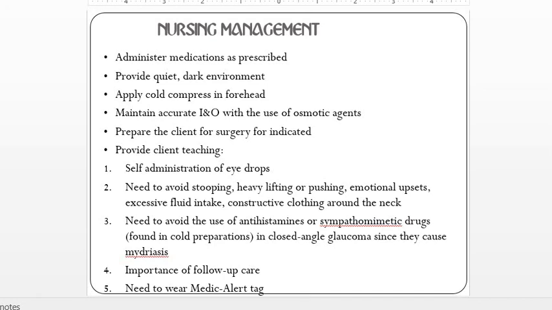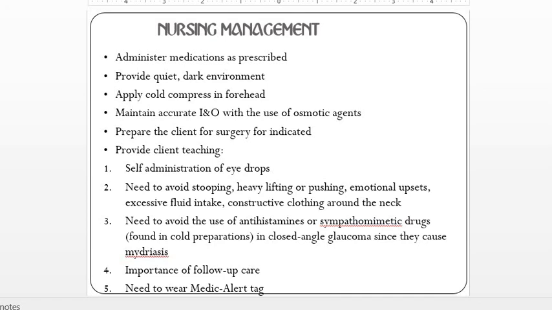Provide client teaching. Now the nurse should provide teaching on various aspects related to the disease, but as we are discussing the ocular, that also glaucoma. So these are the teaching we should provide to the client. First, self-administration of eye drops. As the patient doesn't need to stay in the hospital for a very long time, we should teach them about the self-administration of the eye drops.